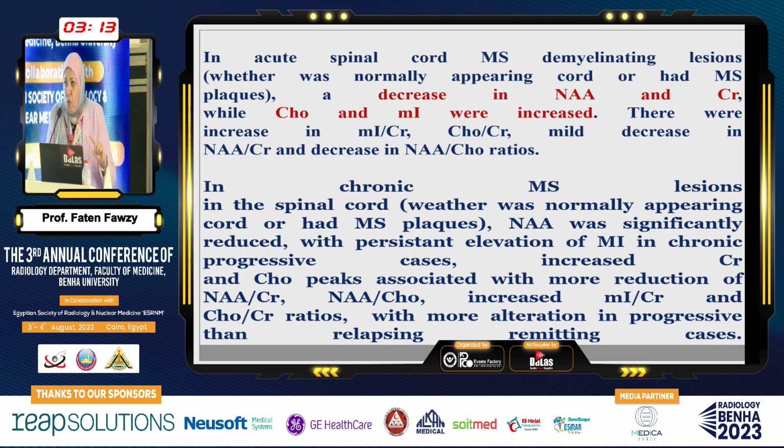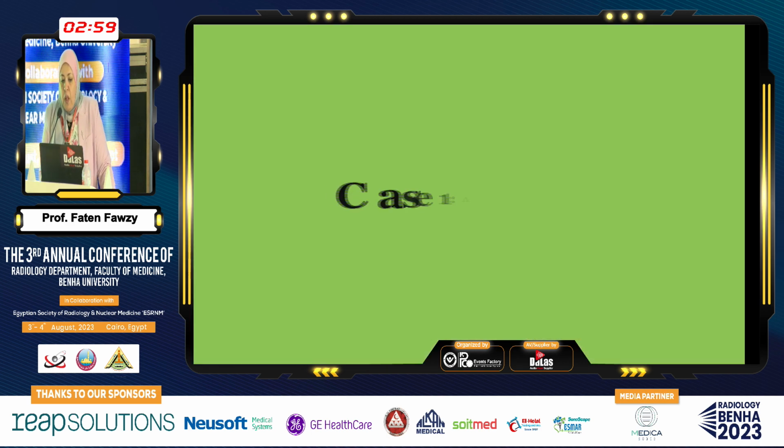The myoinositol also should be evaluated relative to the previous spectrum for any further increase. So any further increase of myoinositol can predict the occurrence of cord gliosis and cord atrophy.